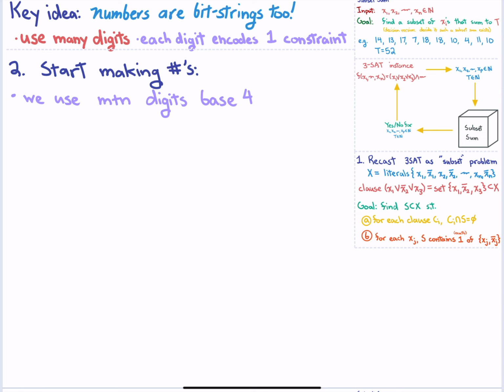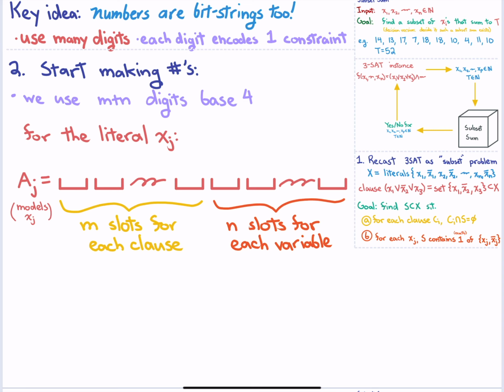All right, so in the set problem, we're choosing a subset of literals, right? And in subset sum, we're choosing a subset of numbers. So what we're going to do then is have a number for every literal. So for every xi, we'll have a number, and every xi bar will have a number.